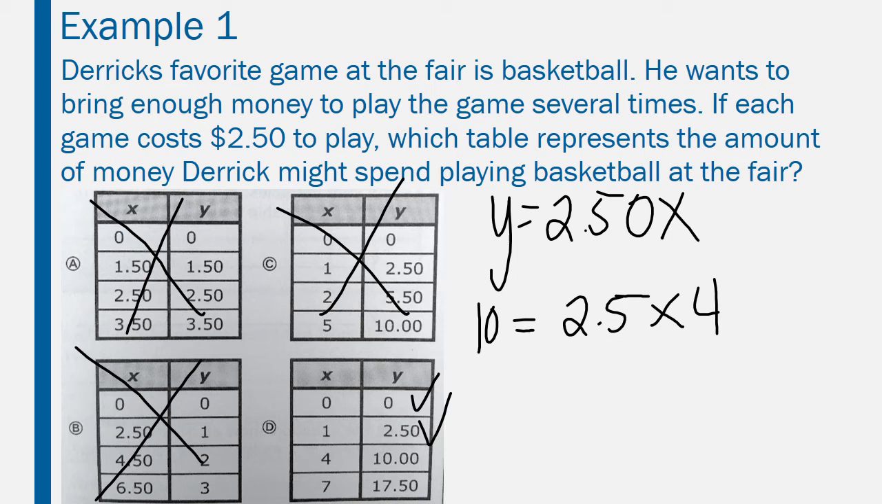All right, Liam, what did you get? 2 5/10 times 4 is what? 10, very good. Does 10 equal 10? Yeah. So the third one's correct. And let's try the fourth one.